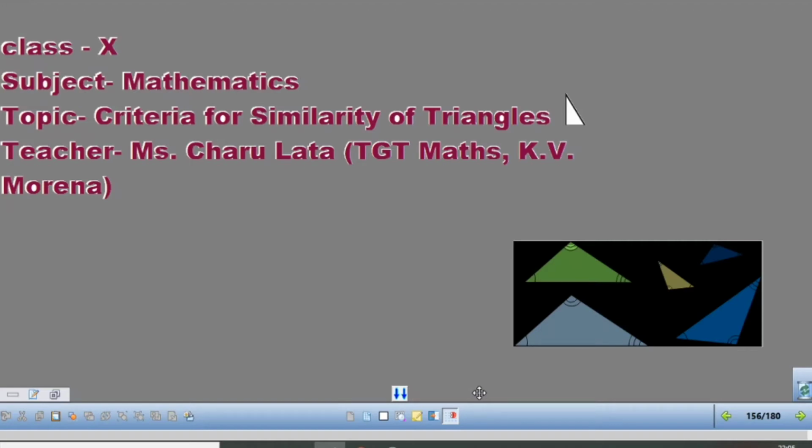Hello students, you must have studied about congruent triangles in class 9. These triangles have the same shape and same size, but in class 10 we are learning about similar triangles, the triangles which are the same in shape but not necessarily the same in size. So today's topic is criteria for similarity of triangles, which we are going to learn.